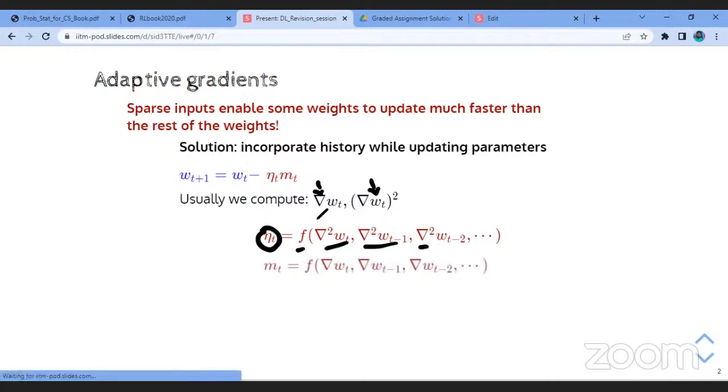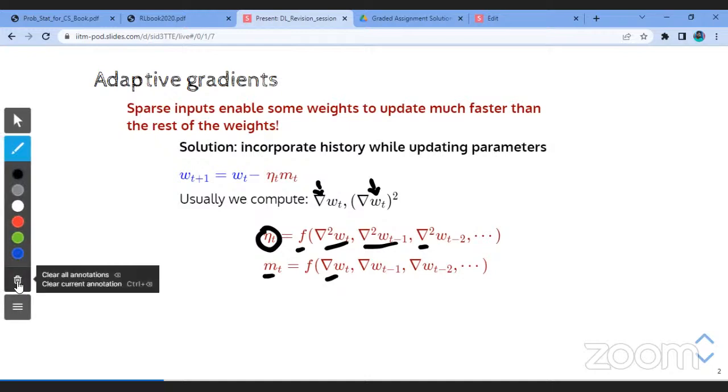And my mt, that keeps track of the past gradients, is a function of the gradient alone. We are not using gradient square. So this is going to be true, you can cross check, for all types of adaptive gradient based optimization algorithms. So what is this function usually?